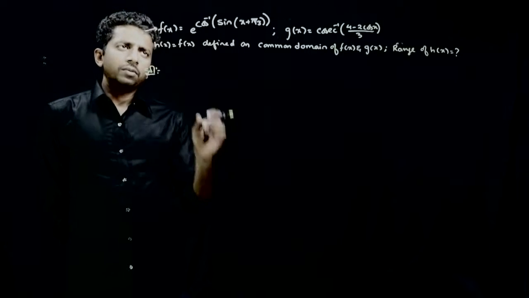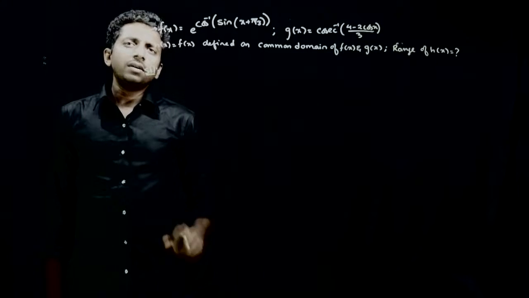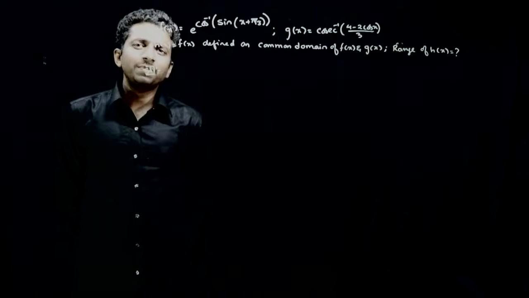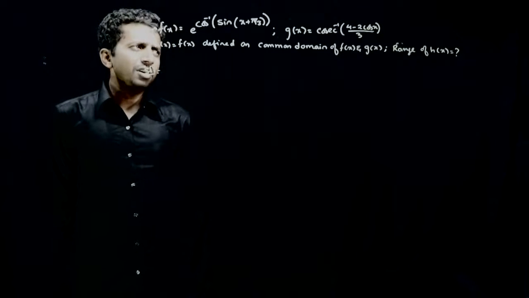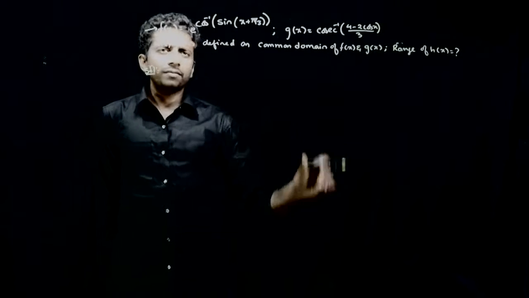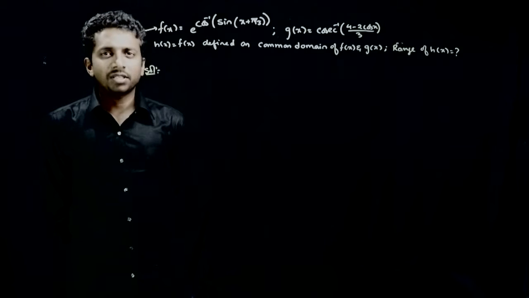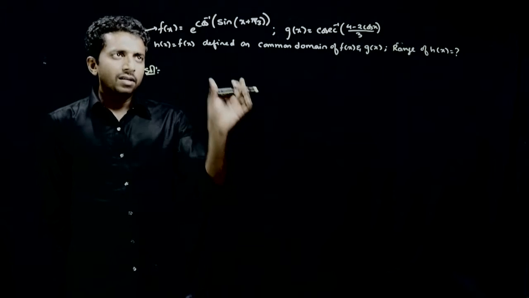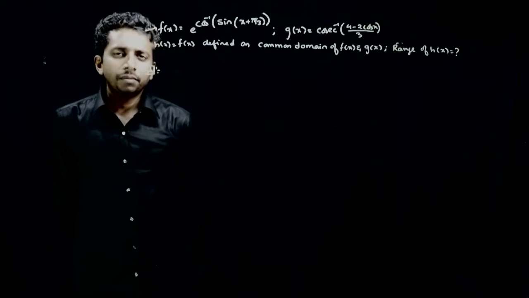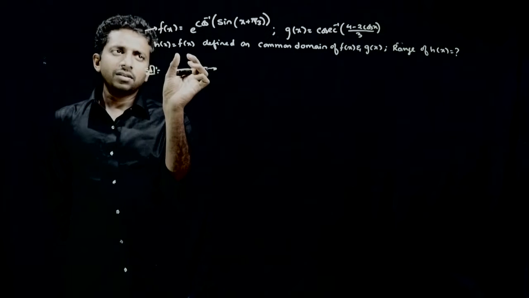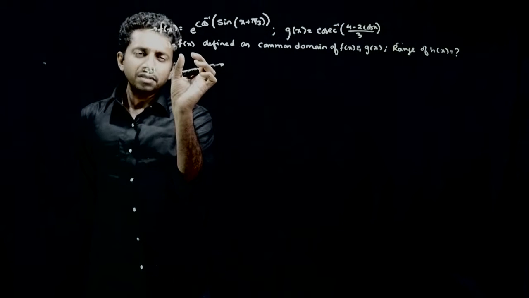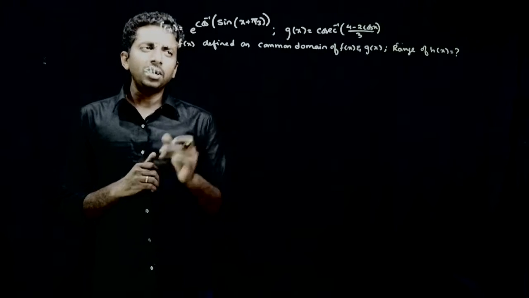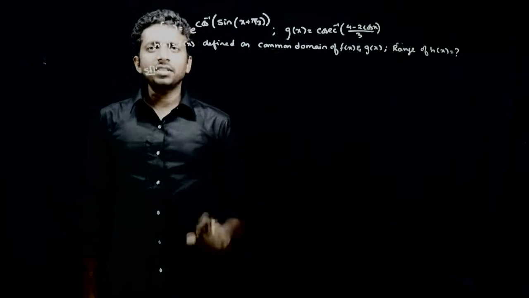इस क्वेश्चन में आपको f of x is equal to e power cos inverse of sin x plus pi by 3 दिया and g of x is cosecant inverse of 4 minus 2 cos x by 3. f of x and g of x are given to you and h of x is same as f of x but it is defined only in the common domain of f of x and g of x.